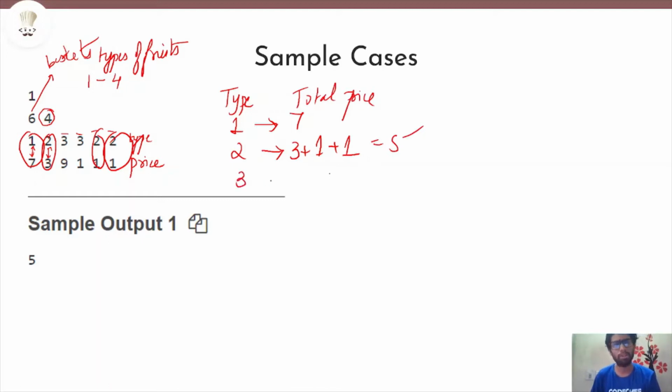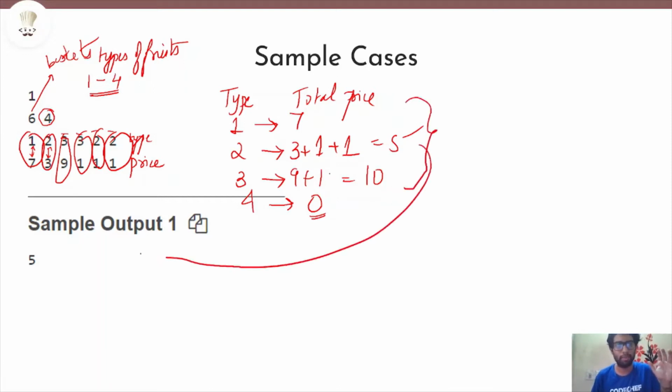If I want all the fruits of type 3 in all the baskets, what do I have here? I have price 9 and price 1. So 9 plus 1 will be 10. Now we know we have 4 types of fruits, but corresponding to 4 we don't have any baskets here. So price is 0 for type 4. But in this particular case, we need to note this answer here will be 5. The minimum of this is 5 and not 0.